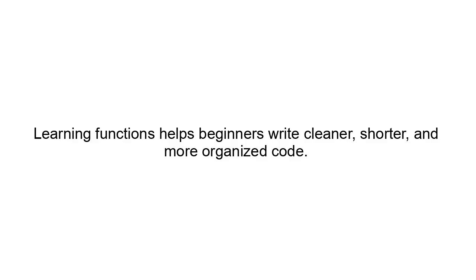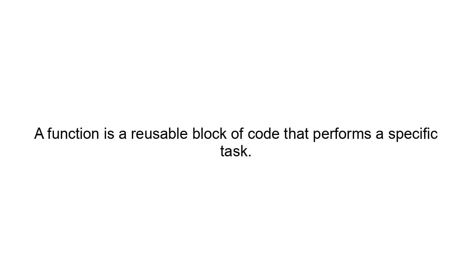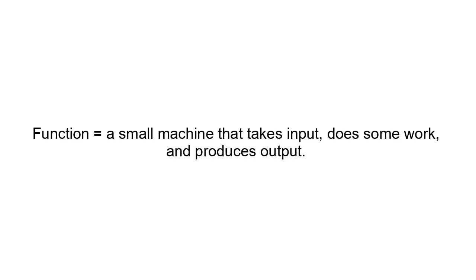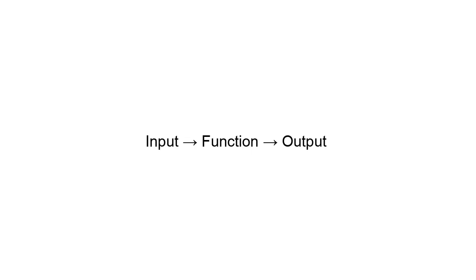What is a function? A function is a reusable block of code that performs a specific task. In simple words, a function is a small machine that takes input, does some work, and produces output. Basic idea: input, function, output. Functions help break large programs into smaller, manageable parts.